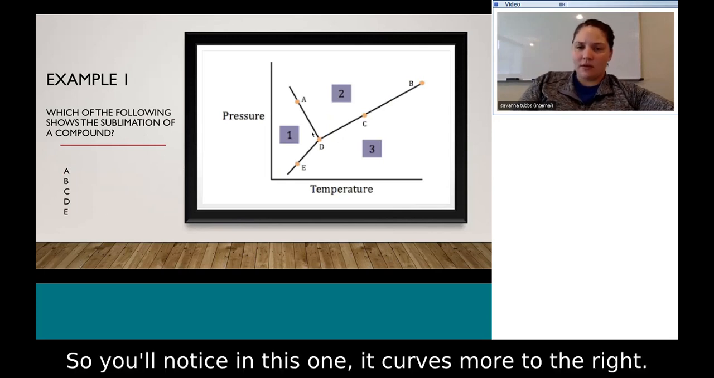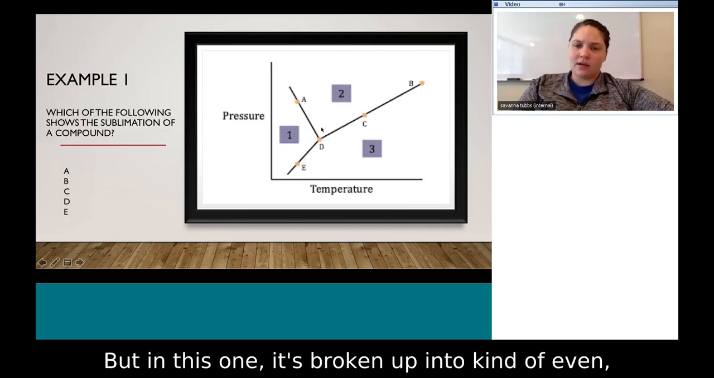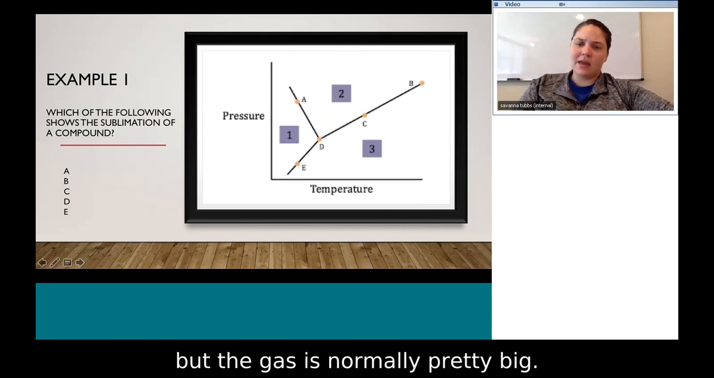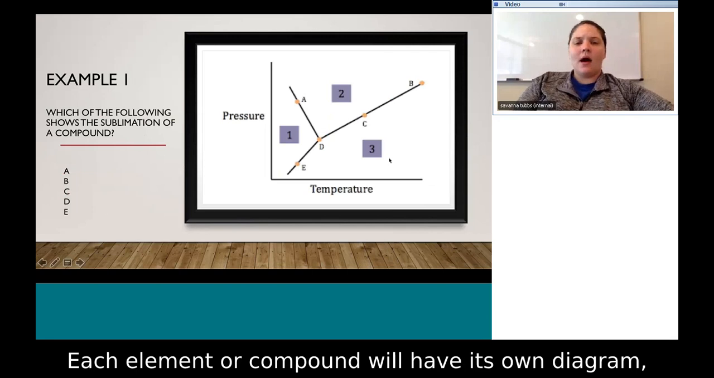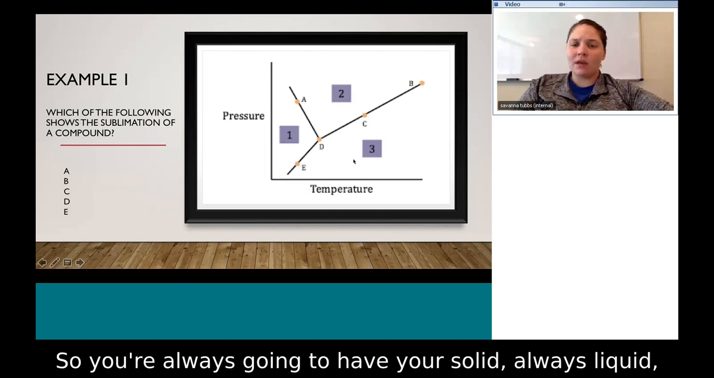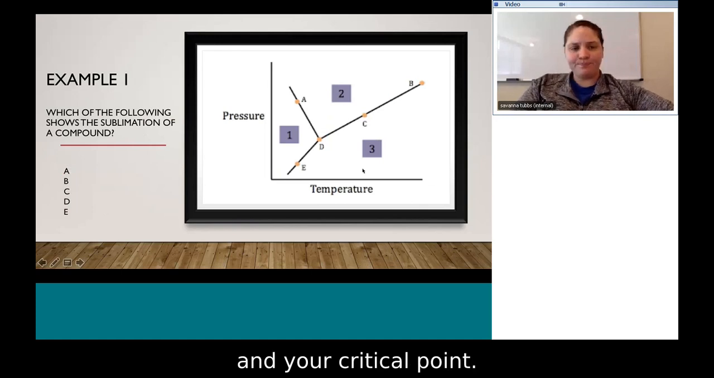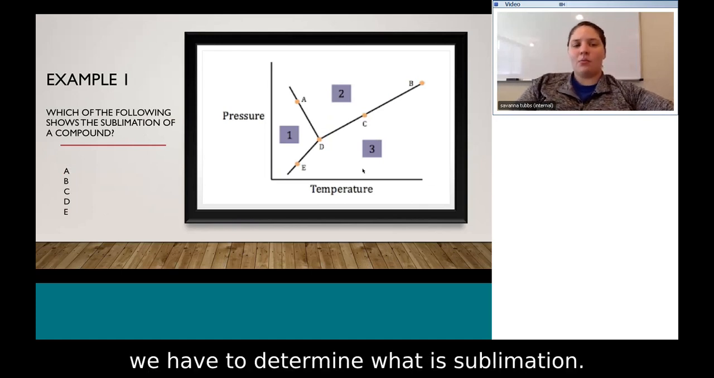So you'll notice in this one, it curves more to the right, but in this one, it's kind of broken up into kind of even sections, but the gas is normally pretty big. Each element or compound will have its own diagram, but it's still going to be set up the same way. So you're always going to have your solid, always liquid, always gas, and you'll always have your triple point and your critical point. So the first part of this problem, we have to determine what is sublimation.